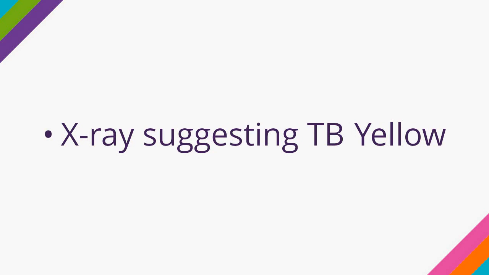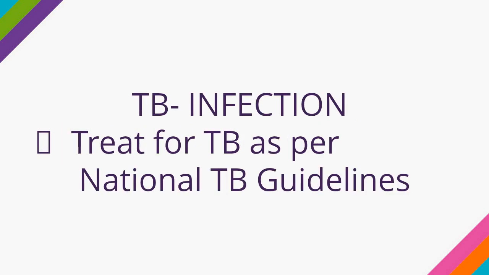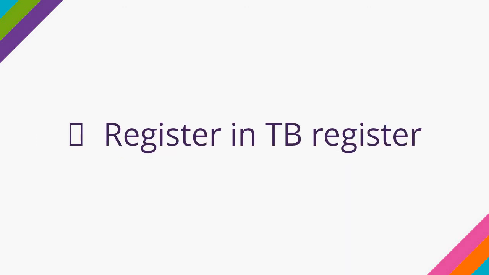So classification for TB infection: yellow is for TB infection. Okay, the sign is a close TB contact, 2 or more features of TB. So you do X-ray, views TB.